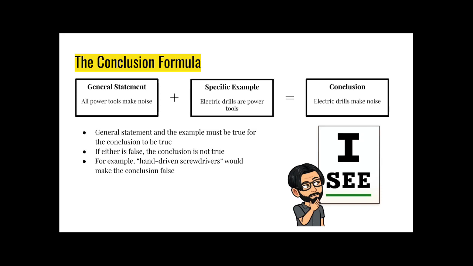So the general statement and the example must be true for the conclusion to be true. If either is false, the conclusion will not be true. So if we said hand-driven screwdrivers instead of electric drills, that's going to make the conclusion false. So watch for general statements that begin with all, every, or only. Usually, when those specific words are used, it will often make the statement false.